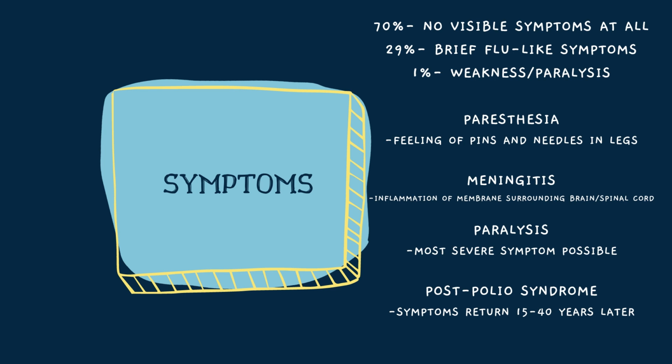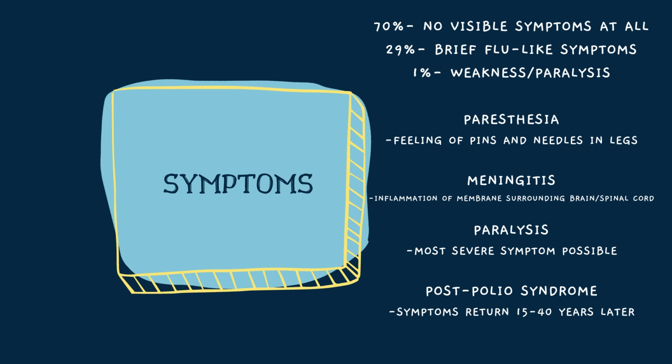It is therefore interesting to think about the large outbreaks of the past, considering that only around 1% of cases involve weakness or paralysis. For those people that do show serious symptoms, they might experience paresthesia, which is a feeling of pins and needles in the legs, meningitis, which is an inflammation of the membrane surrounding the brain and spinal cord, or paralysis, which is the most severe symptom.